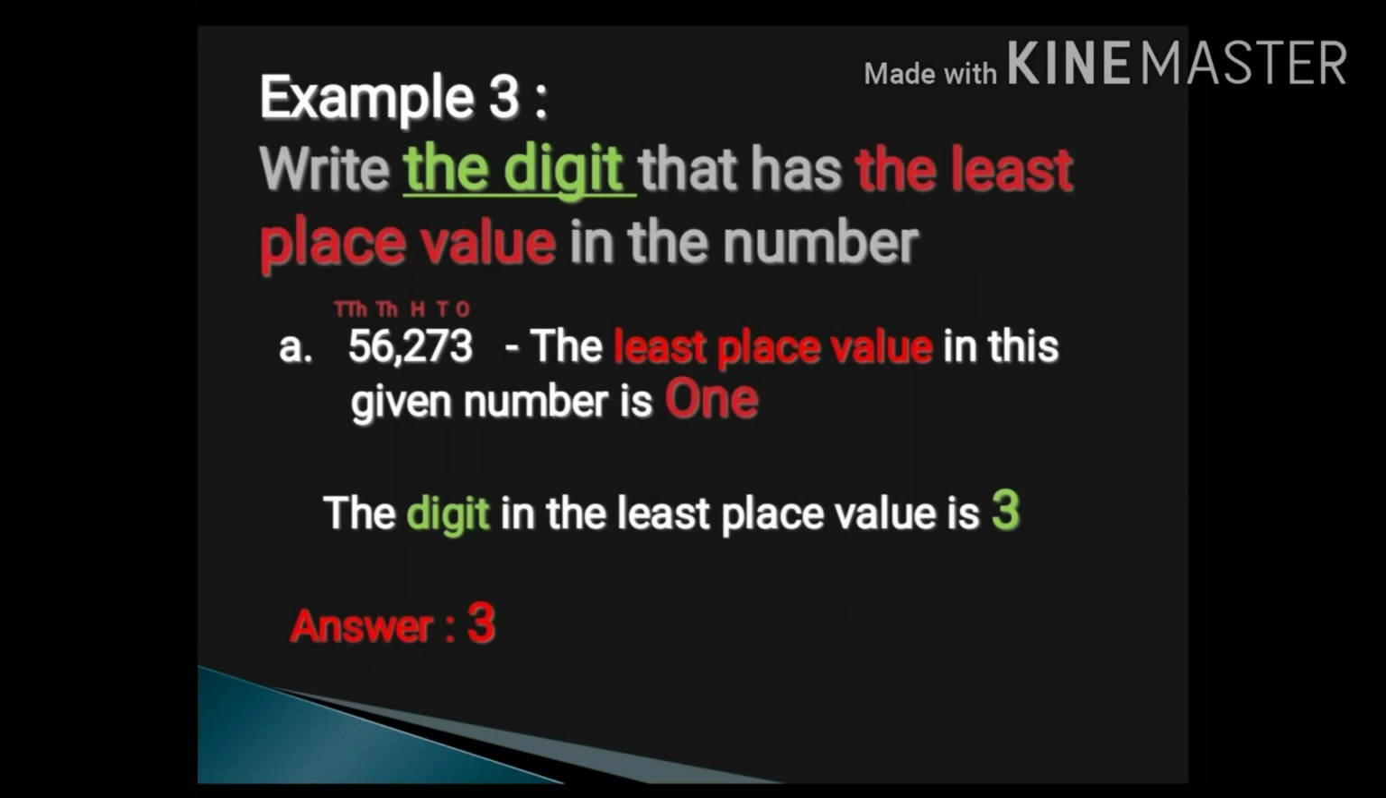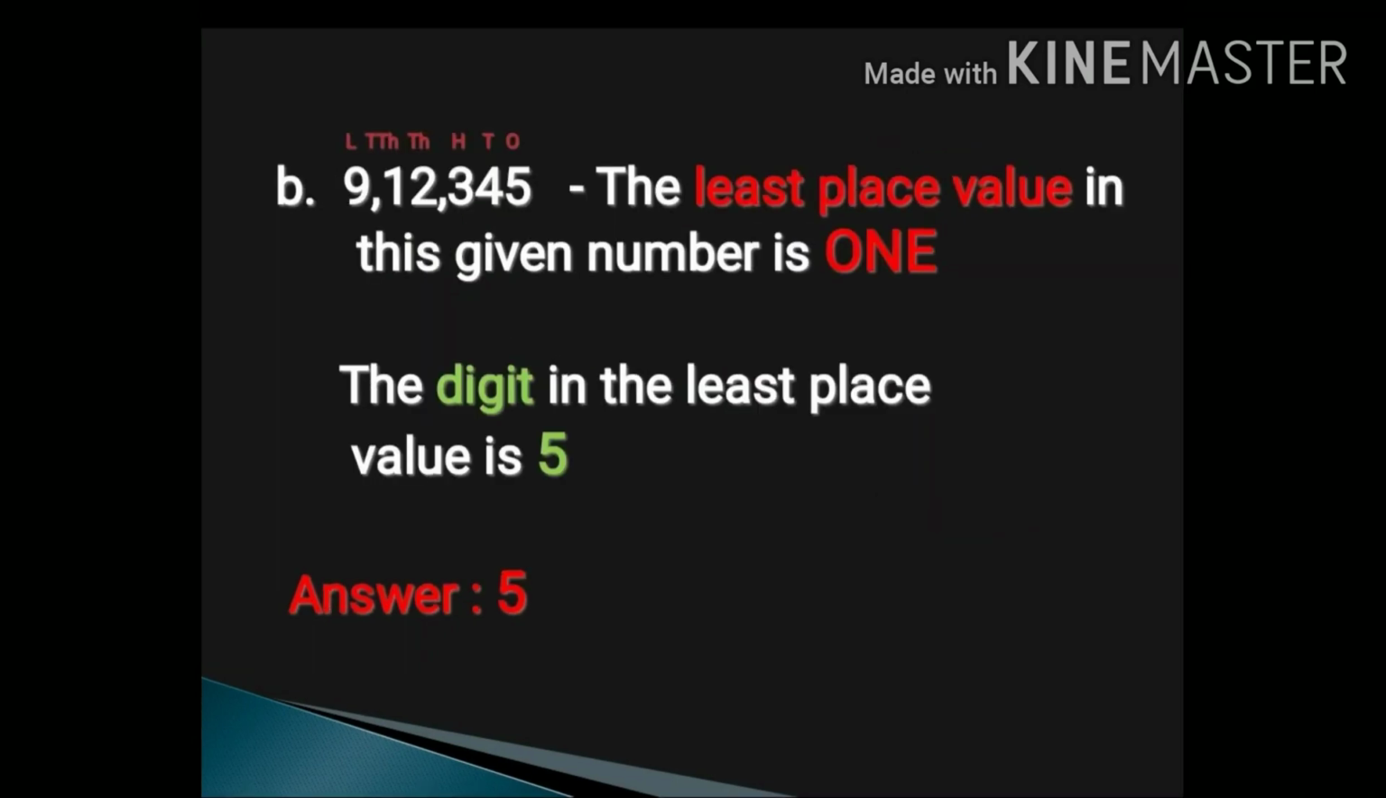Example 3. Write the digit that has the least place value in the given number. A sum is 56,273. So, the least place value is always 1. So, the digit in 1's place is 3. The answer is 3.